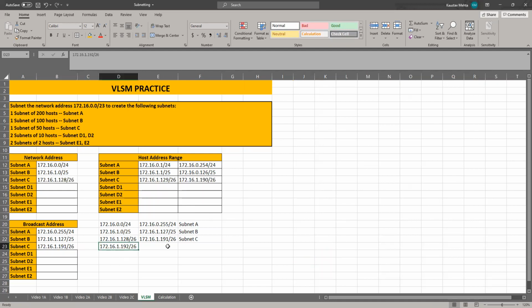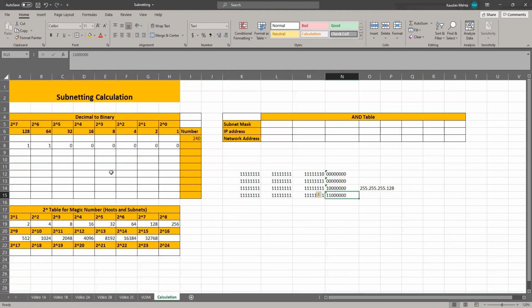Now we can further subnet this address into subnet Ds, and further subnet those into subnet Es. So we're left with a /26 mask, and now we only need 10 hosts. So if we head back to our calculation table, we're requiring 10 hosts. If we have one host bit, we're getting two hosts. If we have two host bits, then 4, then 8, then 16.